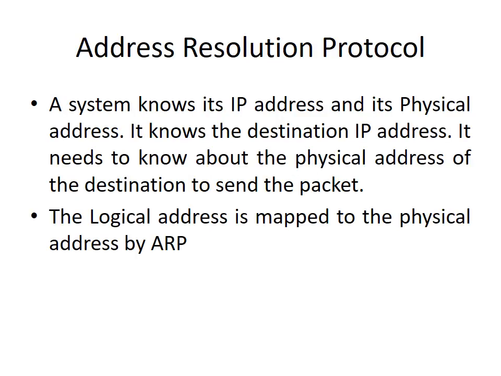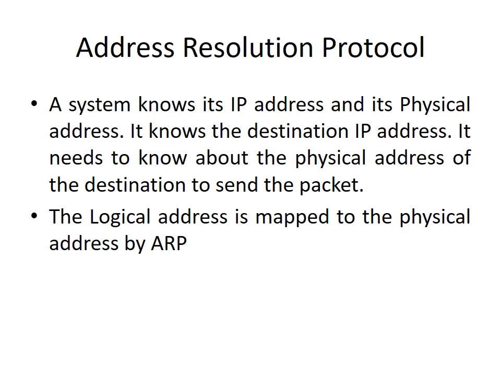Now we can discuss in more detail the Address Resolution Protocol. In the previous slide, I discussed the essential components needed to send a packet over a network. There are 4 essential components: the IP address and the MAC address of the source, as well as the IP and MAC address of the destination. We discussed the issue that the MAC and IP address of the destination may not be familiar to the source.